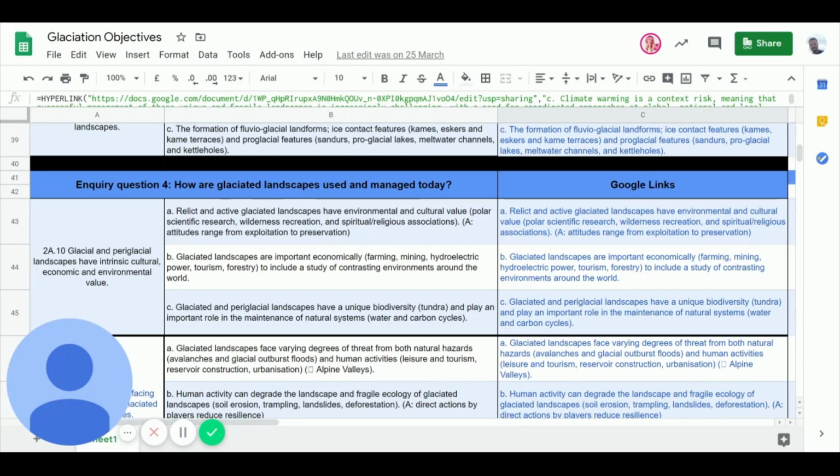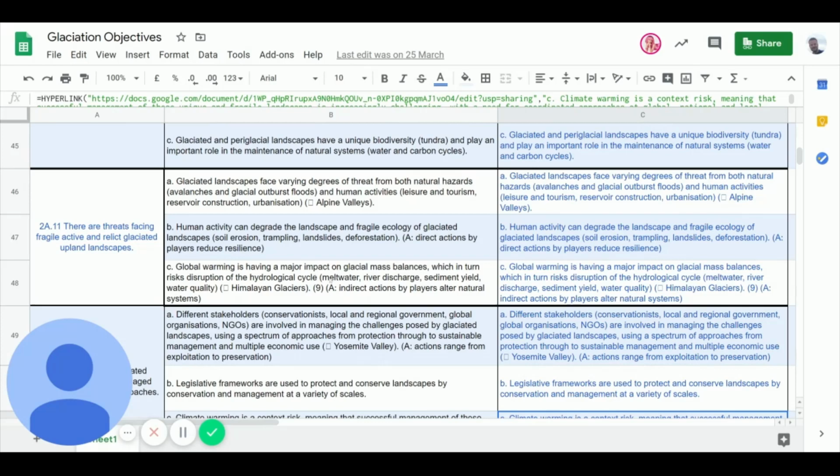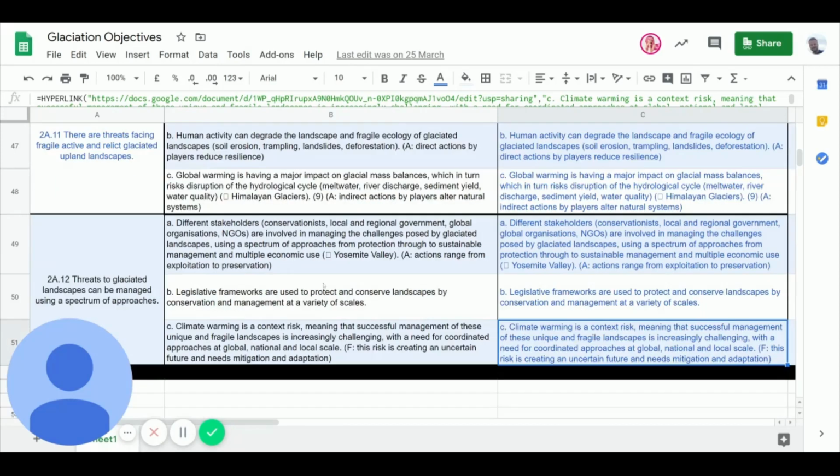And the key with that is to both look at the cultural, economic, and environmental value, and also realize that each place is unique and has its own context and its own different levels of value to different people. The second area we've looked at are the different threats these places are facing. And the spec wants you to look at the active and the relict glacial landscapes and understand that each context is different, but the relict ones face different threats to the active ones.